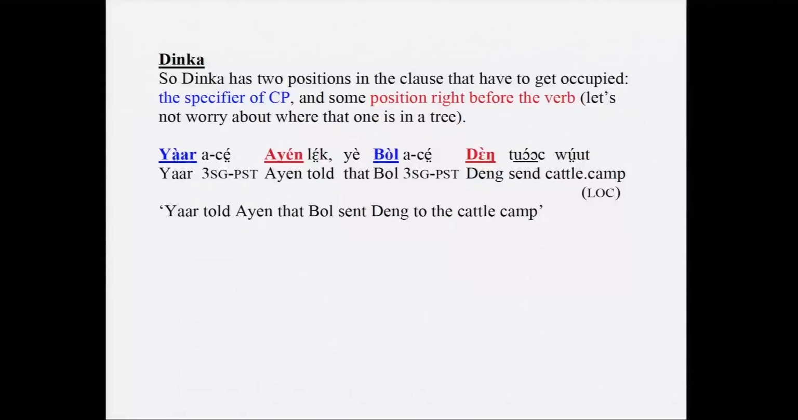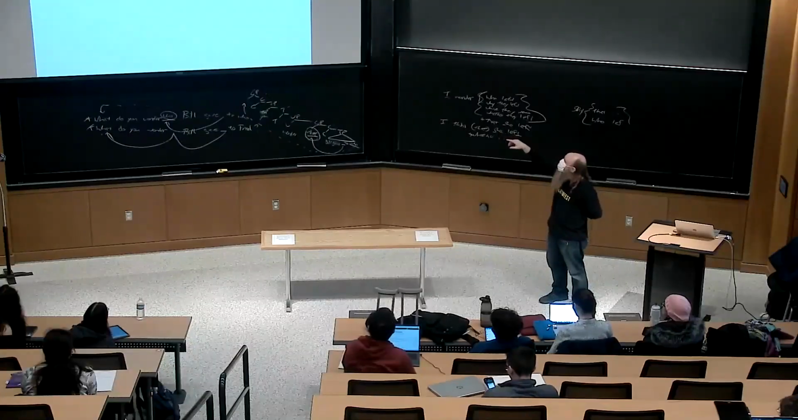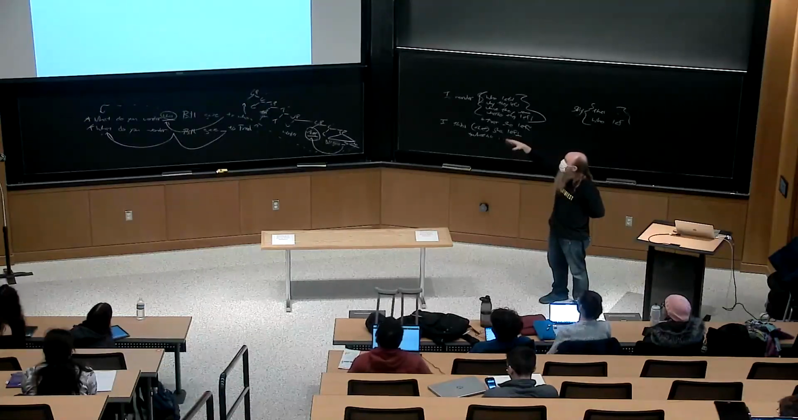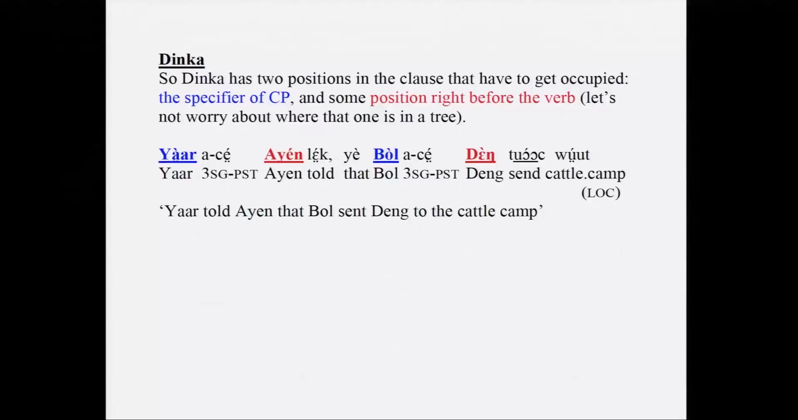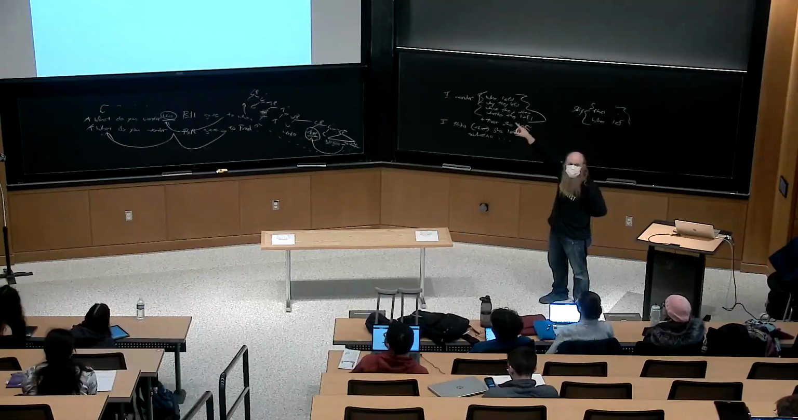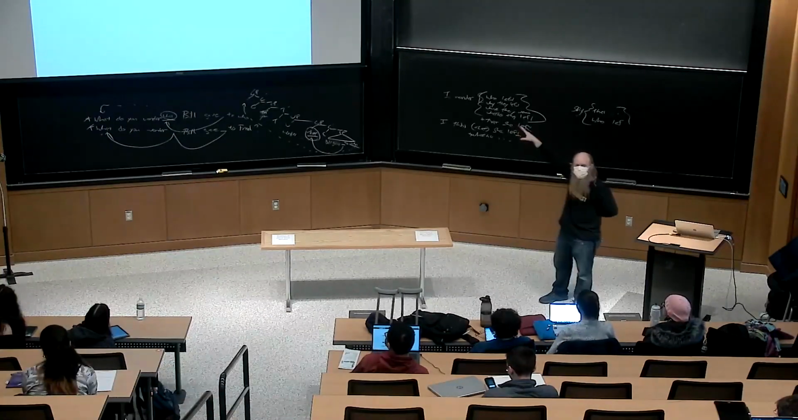Okay, so here's a sentence. The main clause and the embedded clause both have their subjects in the first position. So you've got Yar before the auxiliary in the main clause, and you've got Bol before the auxiliary in the embedded clause. Yeah? And in the main clause, you've got Ayen, the person who's being told, going before the verb told, filling that red position. And in the embedded clause, you've got Dang, the person who's being sent, preceding the verb, filling that red position. Okay so far? So clear? So now you know a little bit of Dinka.